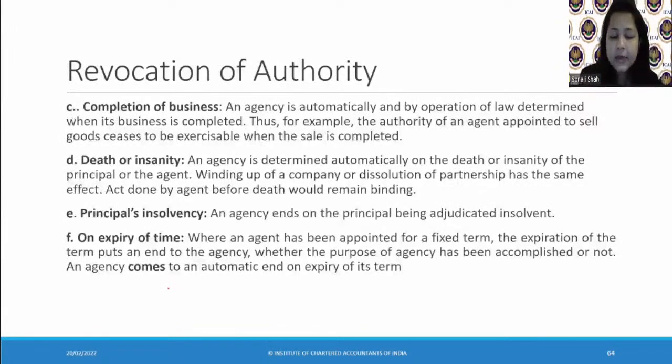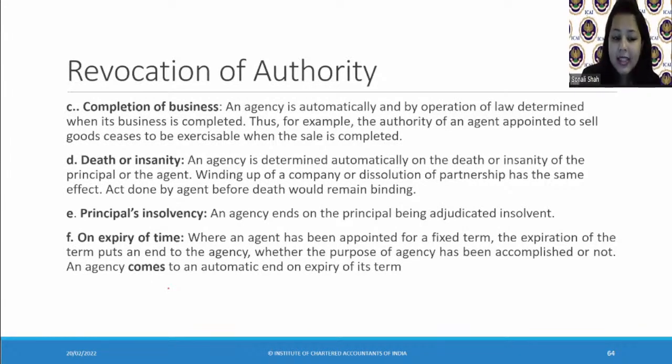Fourth case is death or insanity. Where the principal or the agent, either of them dies or either of them becomes insane, insane meaning mad, lunatic, then also the agency automatically comes to an end. Similarly, when there is a winding up of the company or dissolution of the partnership, then also the agency comes to an end. However, whatever was done by the agent before his death, the principal shall remain bound for the same.